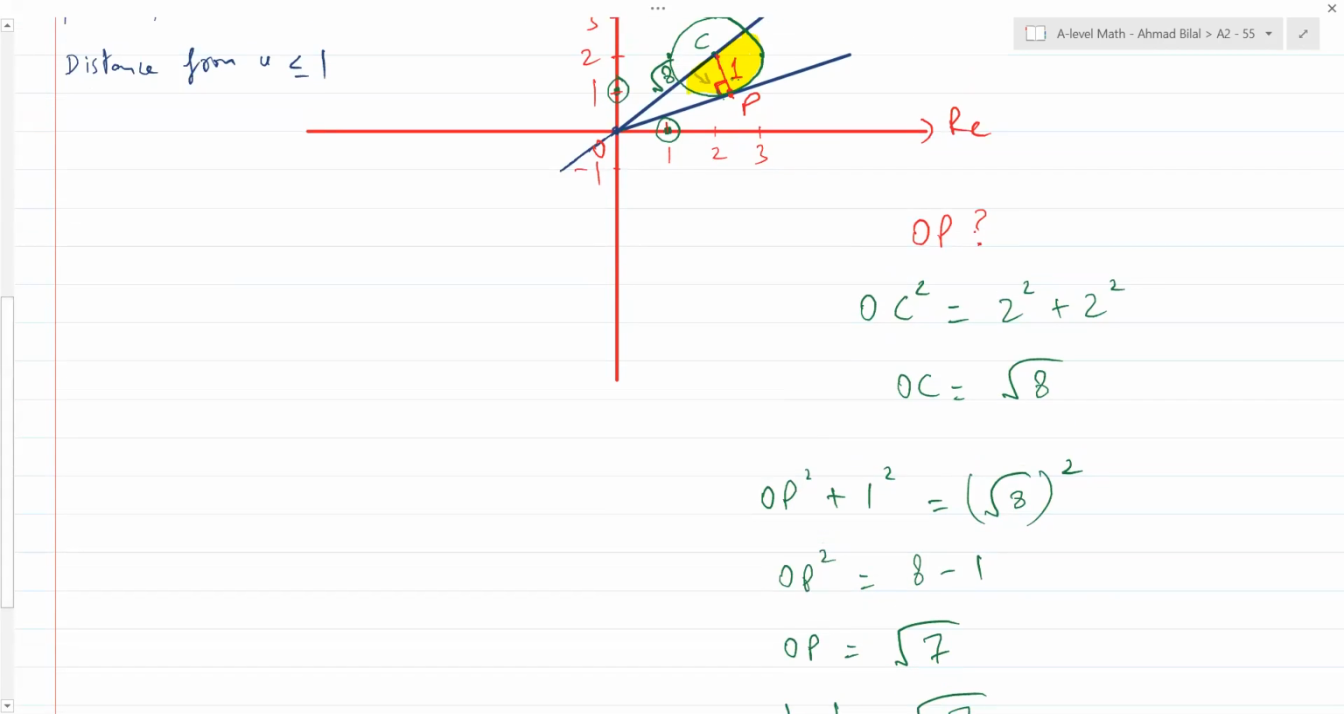So we had this length 1, we had the hypotenuse, we figured that out, and this is the third length that we have to find. O से leke P का distance. We use Pythagoras for that and get square root of 7 from there. So that's the modulus of z such that the argument is minimum, given that you're inside the shaded region. Does that make sense?